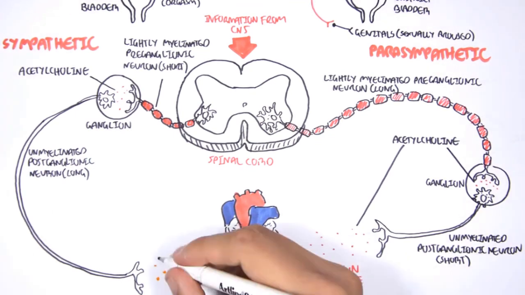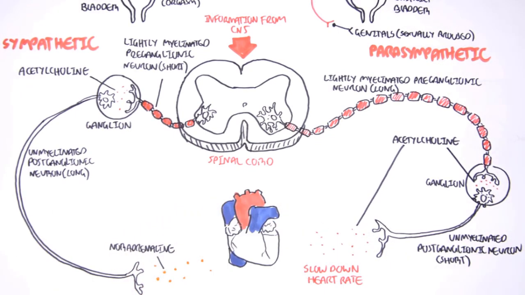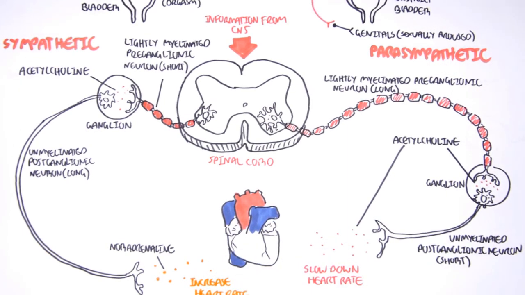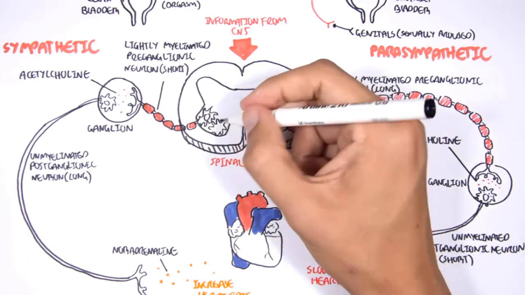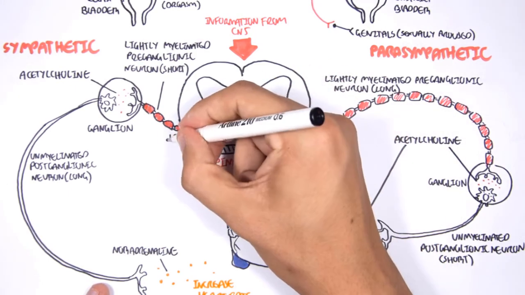And this postganglionic neuron will release the neurotransmitter noradrenaline to target the heart and to increase the heart rate. So if you look at this diagram, you can see some differences in the preganglionic and postganglionic neurons of the sympathetic and parasympathetic nervous system. One is short, one is long, and it's opposite for both nervous systems. Anyway, when dealing with the sympathetic nervous system, it's important to introduce another tissue.